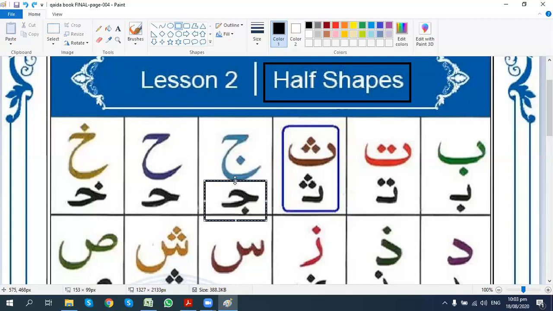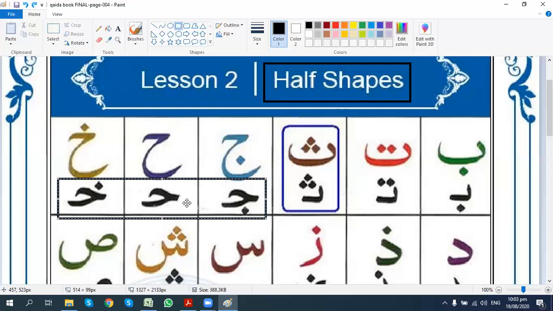So this is the difference between the full shape of jeem and the half shape of jeem. This difference you have to make your student memorize. Then you go for the next and next and next and so on. You can emphasize to your student that we have three letters which look the same, but how can we identify them? Just by the dot.